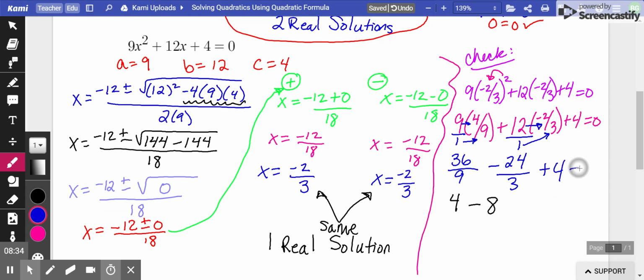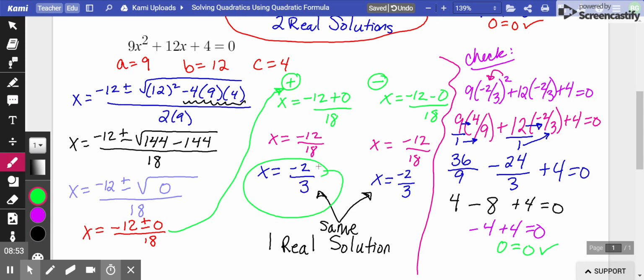Bring down the plus 4 equals 0. We end up with 4 minus 8 plus 4 equals 0. 4 minus 8 is negative 4. And negative 4 plus 4 is 0. So that is a valid solution. So we have one real solution at x equals negative 2/3.